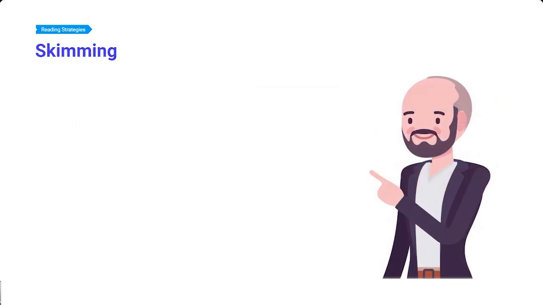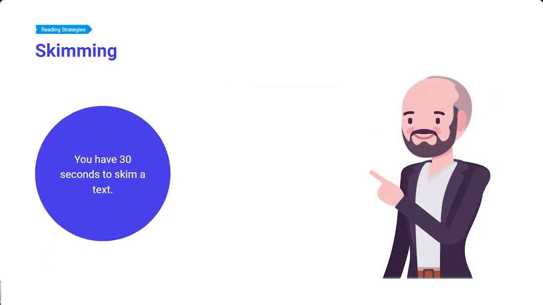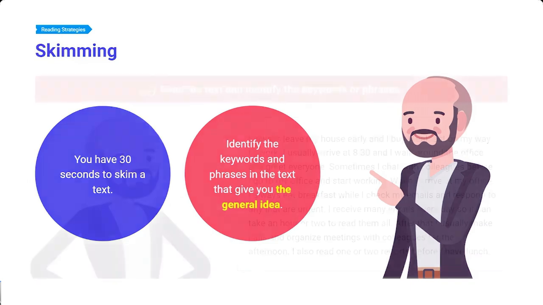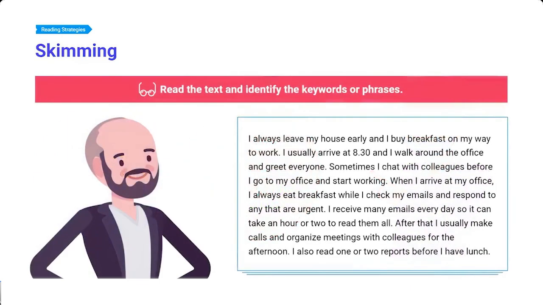Let's practice. You have 30 seconds to skim read a text. Identify the key words and phrases in the text that give you the general idea. Read the text and identify the important words or phrases to help us answer the question.